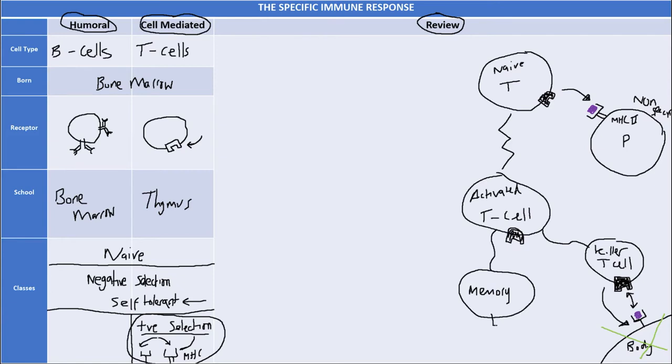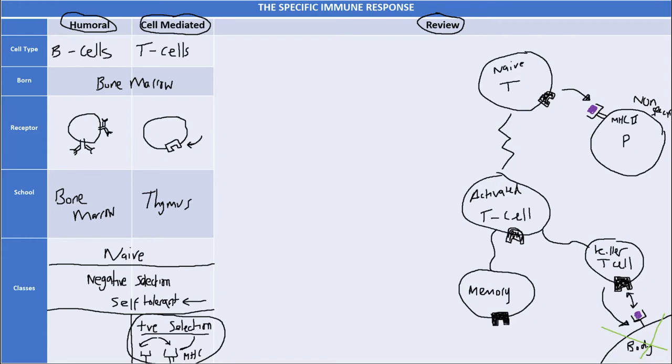And a memory cell is one that lasts in your body for a very long time. You know, it remembers the activation. It remembers that we've had this thing before, and it stays around in your body for a long time. Okay. And I'll talk a little bit about that on the next slide.